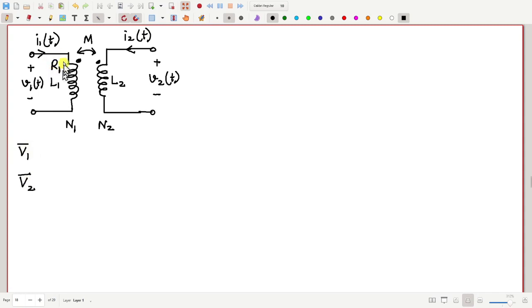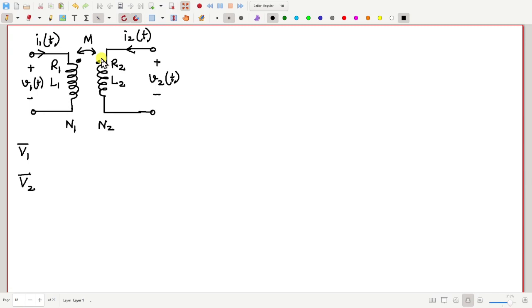And one more thing, say R1 is the resistance of the first coil. A coil is a conductor, most often copper, so it has some resistance, although we normally use a very thick copper so that the resistance is as negligible as possible, but still it's not zero. Similarly, suppose R2 is the resistance of the secondary coil.